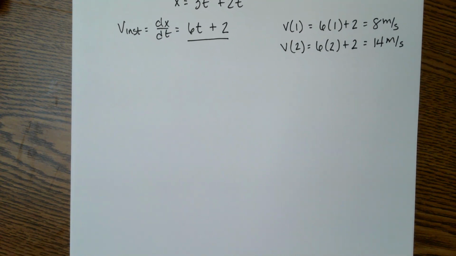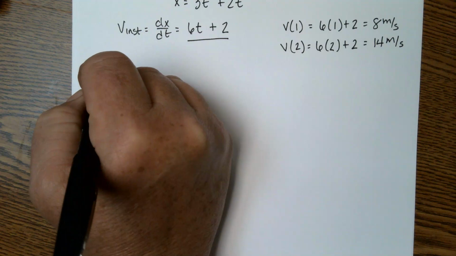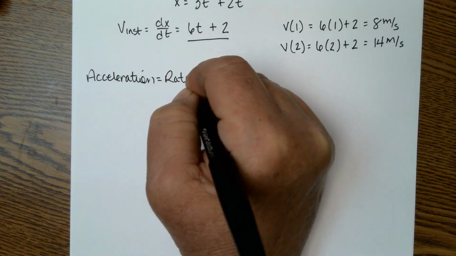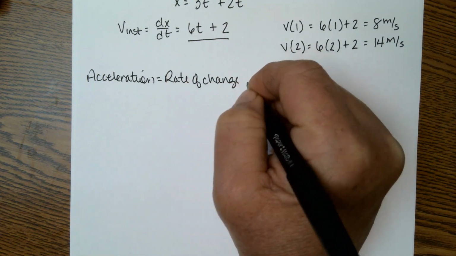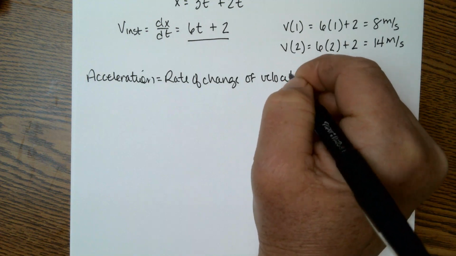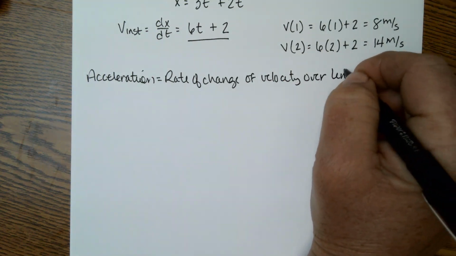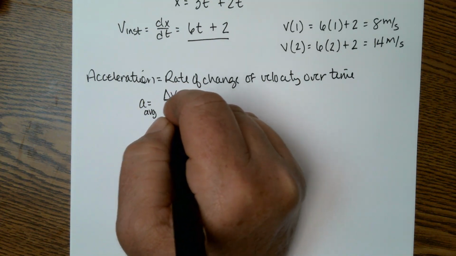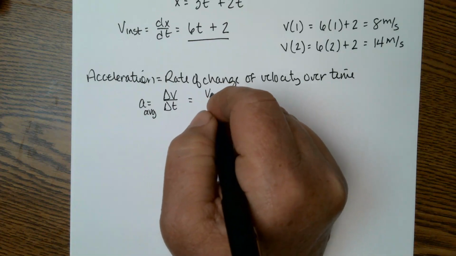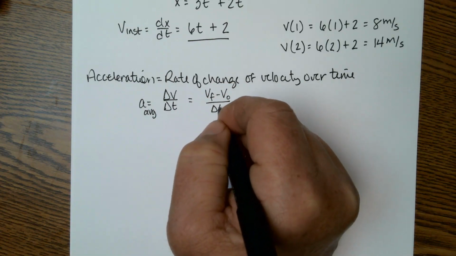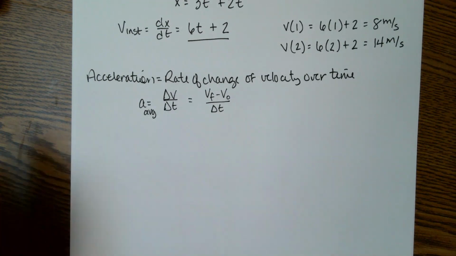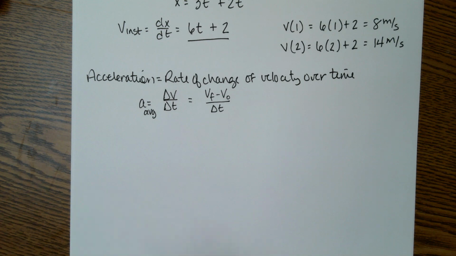The last thing that I told you I was going to talk about today is acceleration. And acceleration, that's the rate of change of velocity over time. And so acceleration, and this is average acceleration, is change in velocity over change in time, which is v final minus v naught over change in time. So if I know the velocity of something in the beginning and I know something's velocity in the end, I can simply subtract those two and then divide.